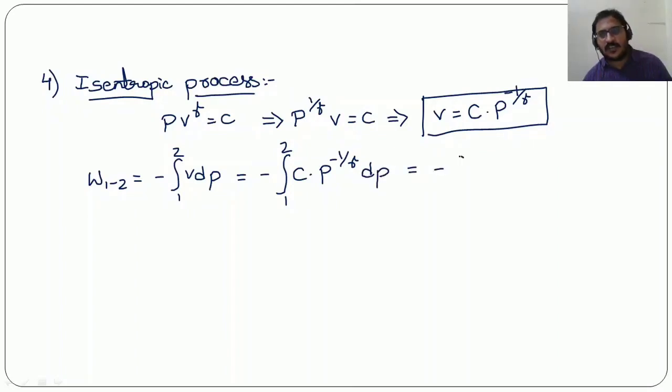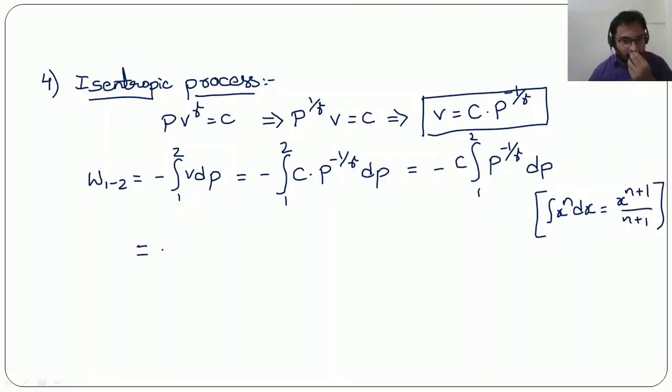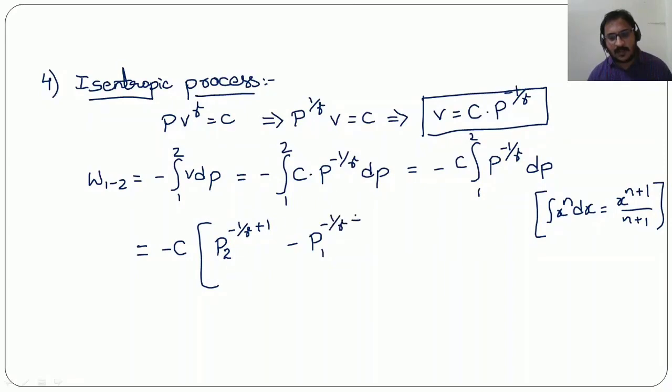C is a constant, we can bring it outside. Integral 1 to 2 P power minus 1 by gamma dP. So this is in the form of integral x power n dx. So this will be x power n plus 1 by n plus 1. So if we do so, this becomes minus C into P2 to the power minus 1 by gamma plus 1 minus P1 to the power minus 1 by gamma plus 1, by minus 1 by gamma plus 1 we are going to get.